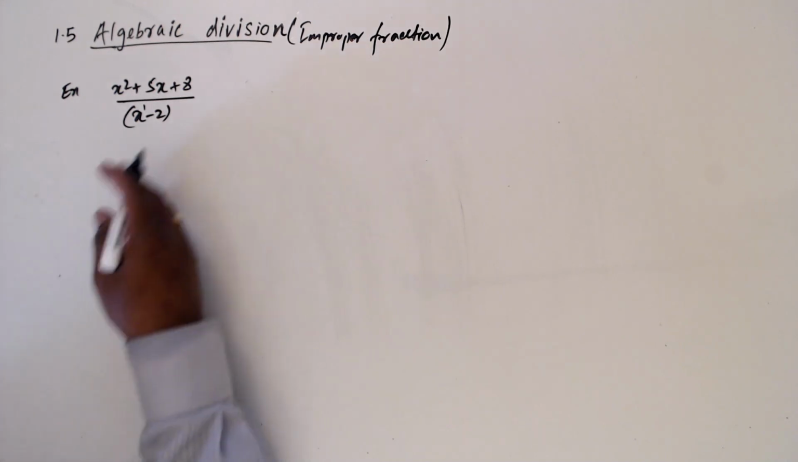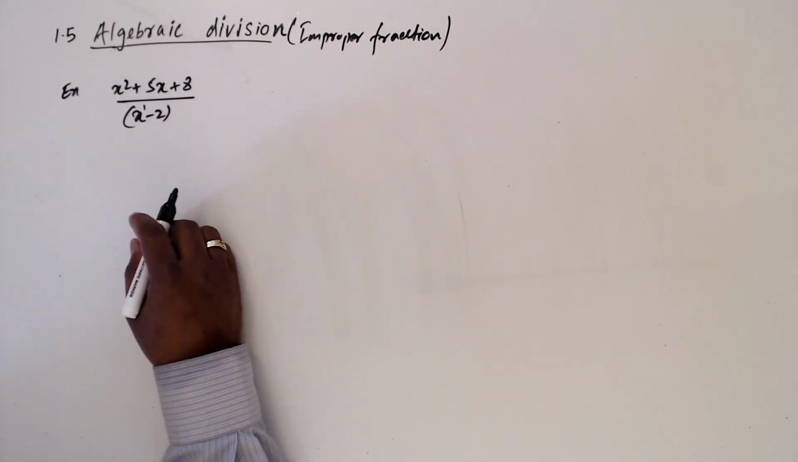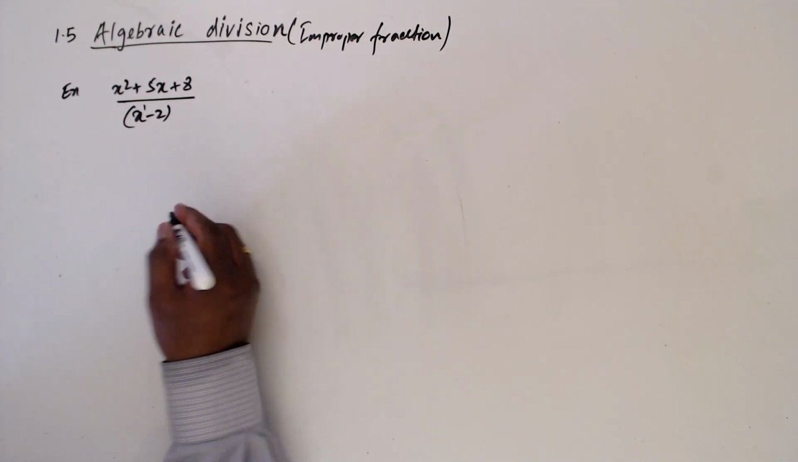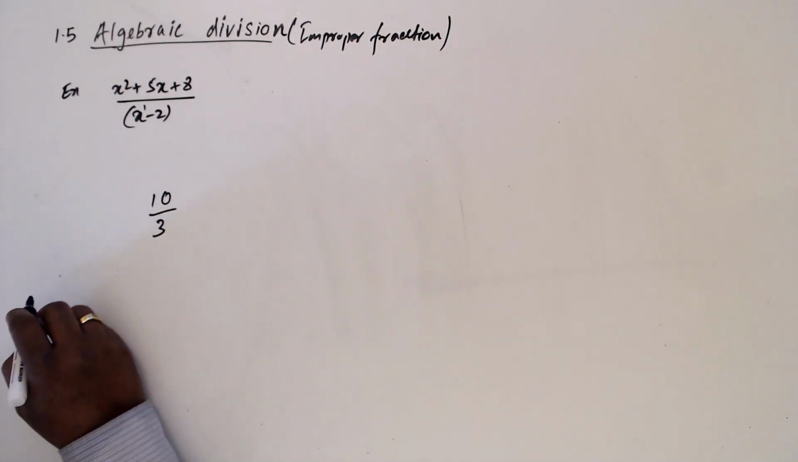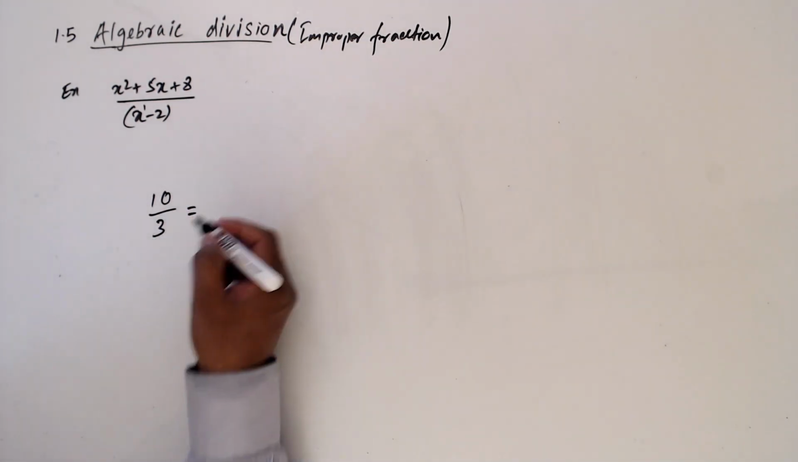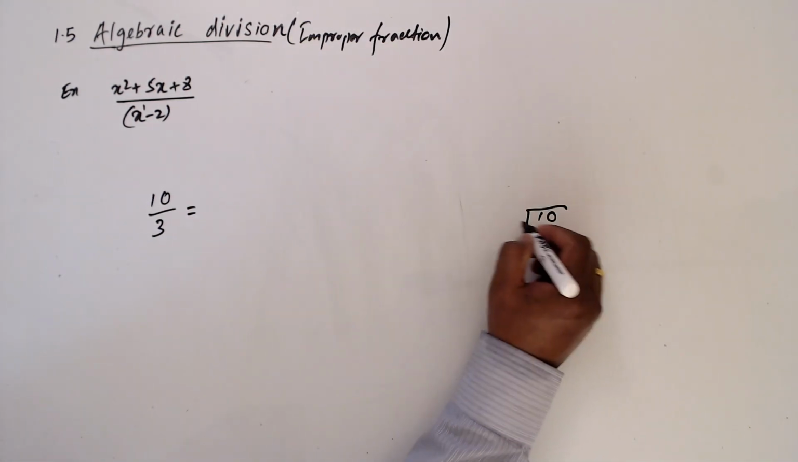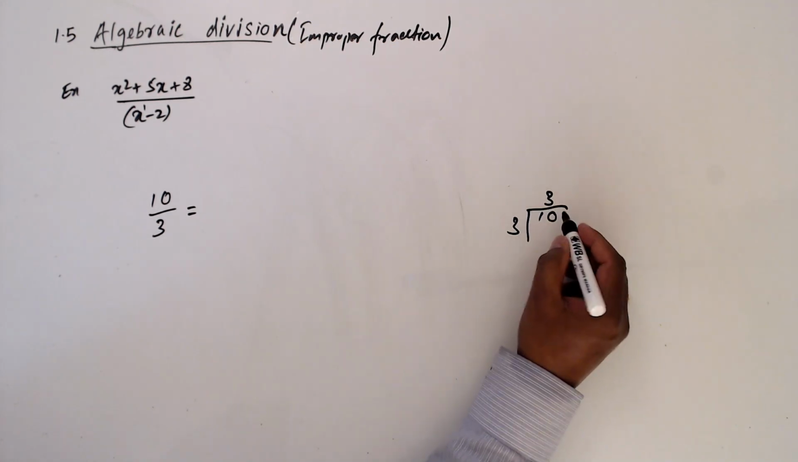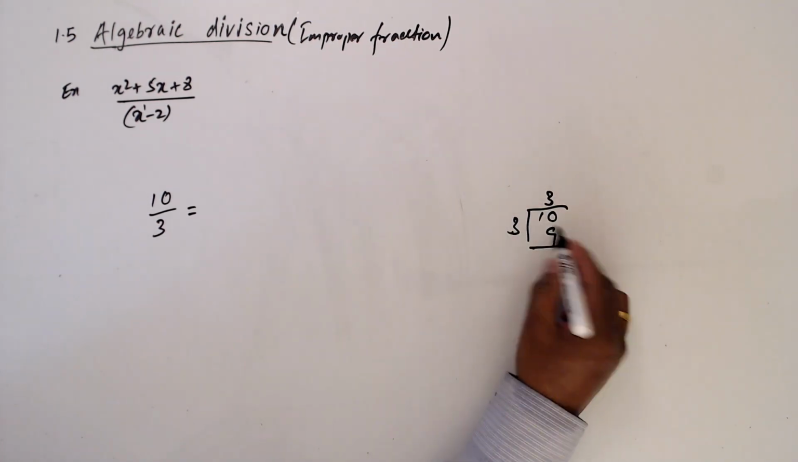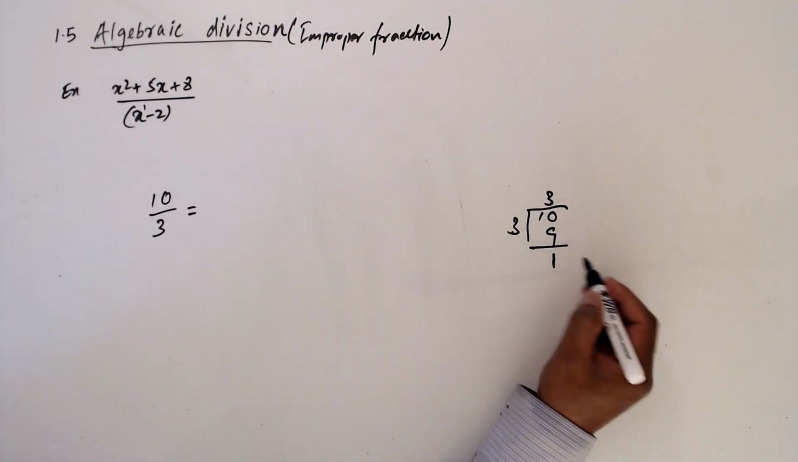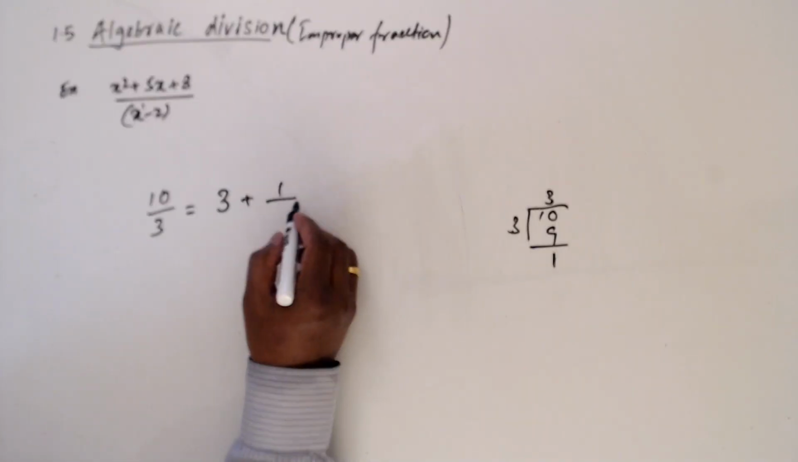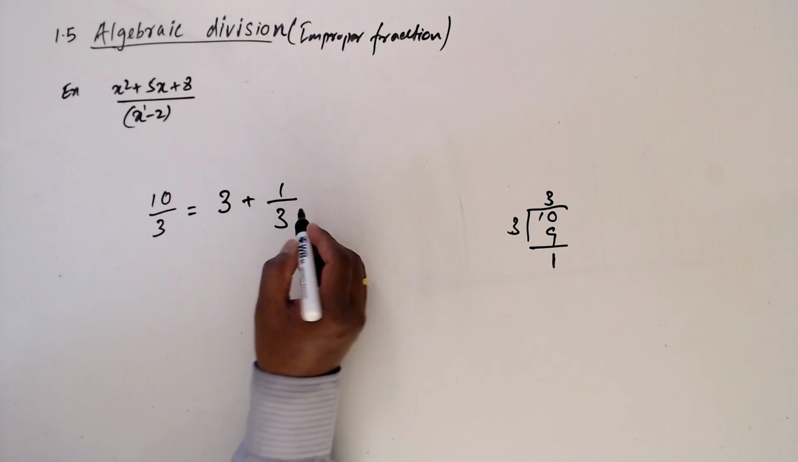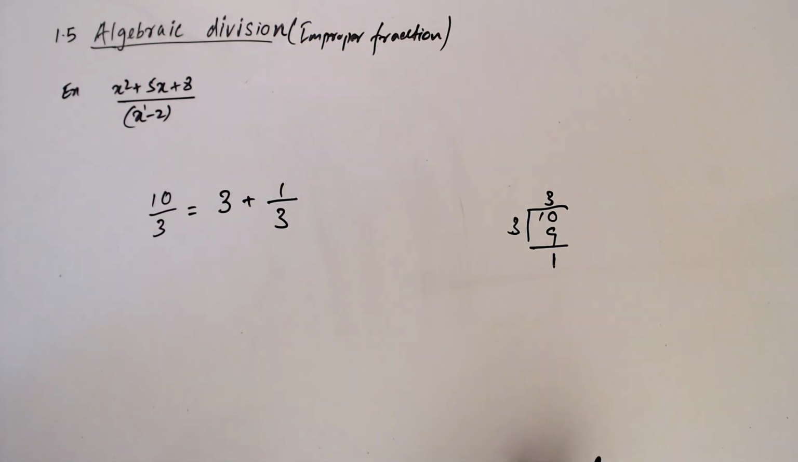So the first step is, the improper fraction we want to turn into a mixed fraction. Now we know that 10 divided by 3 is an improper fraction. How do we turn this into a mixed fraction? 10 divided by 3, this is going to be 3. 3 times 3 is 9. 10 minus 9 is 1. So there are 3 fulls and 1 out of 3. So this is the quotient, this is the denominator.